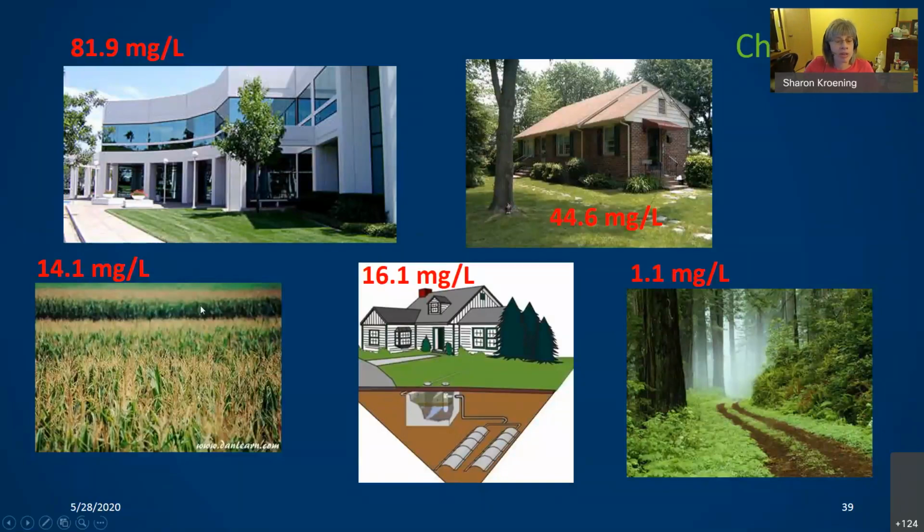And as part of our monitoring, we found that median concentrations in ag areas and residential areas using septic systems for wastewater disposal were fairly similar, ranging from 14 to 16 milligrams per liter. And underlying the forested areas of the state, we typically find very low chloride concentrations with a median of about 1 milligram per liter.